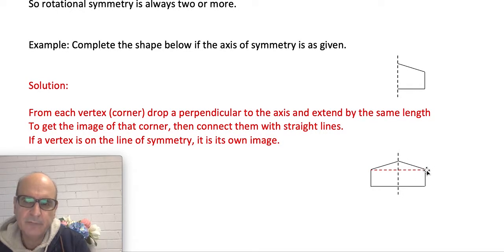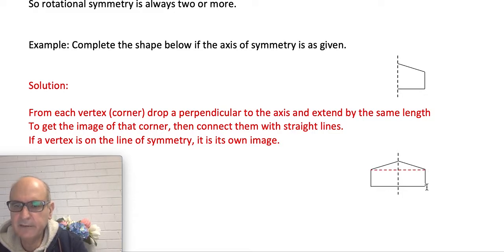You take any corner or any vertex on the given side and drop a perpendicular line. Perpendicular means at 90 degrees. Drop a perpendicular line to your axis and continue by the same amount. So for example, if this was 1.5 centimeters, I have to go 1.5 centimeters on the other side as well. And I get the mirror image of this vertex. This point is the mirror image of this point.